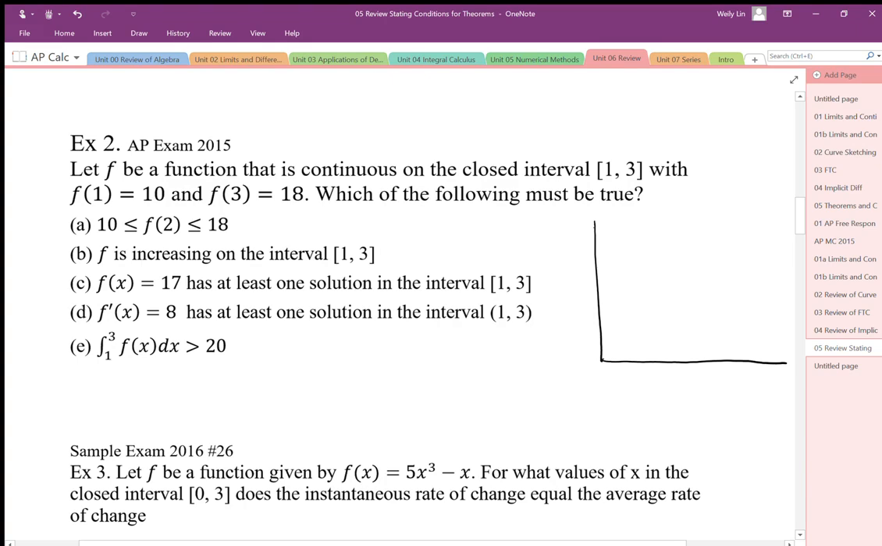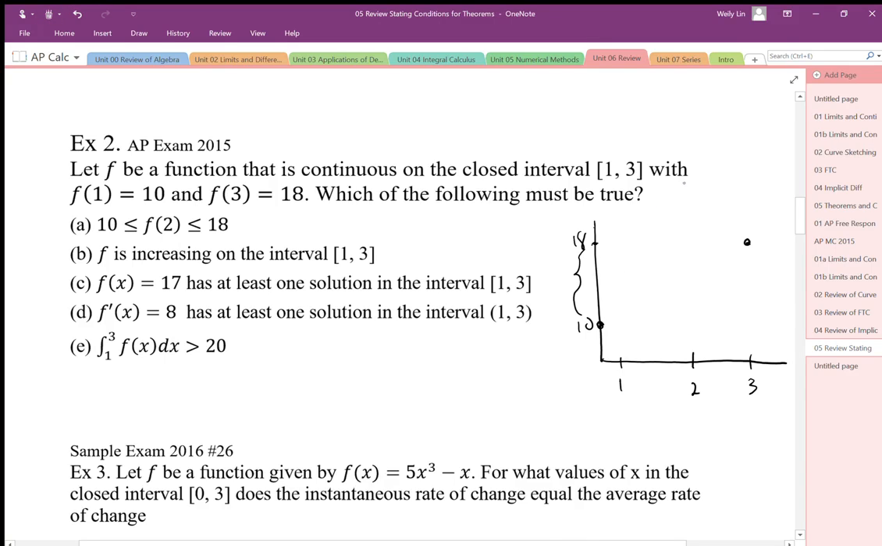So we have a point at 1, let's say that's 10, and the interval endpoint is 3, and that's 18. It says that f of 2 must be in between 10 and 18. So f of 2 must fall in this range. Well, there's 2, and we can easily draw an example where that's true. But what we're looking for is possibilities where it's not true, and we can show how that is possibly not true.